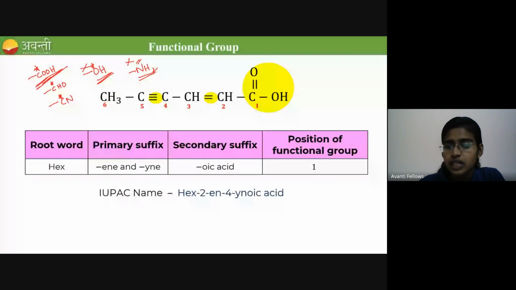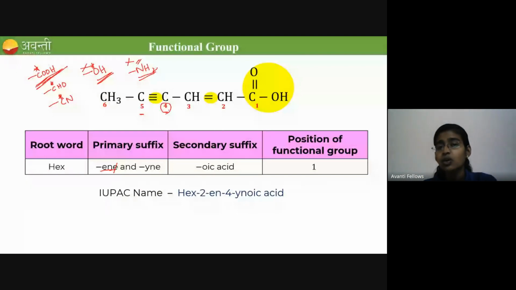So the IUPAC name should be, the root word is hex. And between double bond and triple bond, double bond should come first, right? As I told you while discussing the functional groups in the list, double bond should be given the first preference. So 2-ene, and in this ene, the E is getting replaced by Y and E. To which carbon is this Y and E attached? It is between carbon number 4 and carbon number 5, right? So you have to take 4.